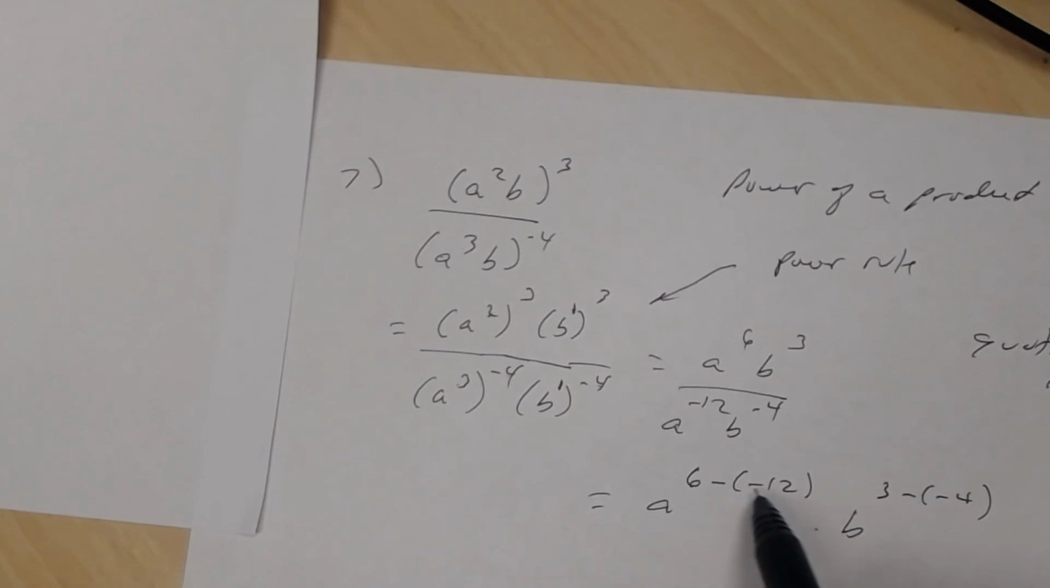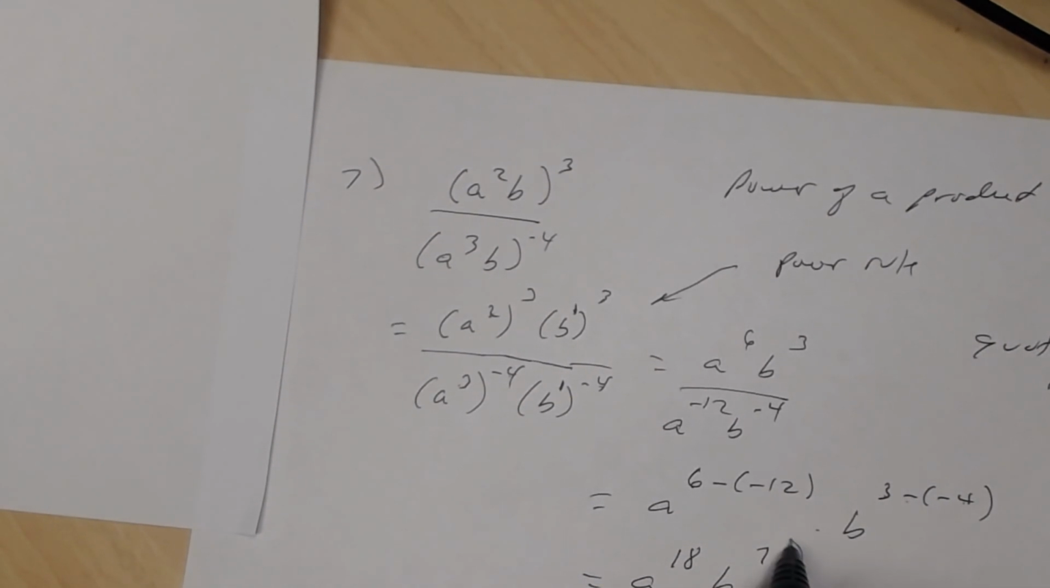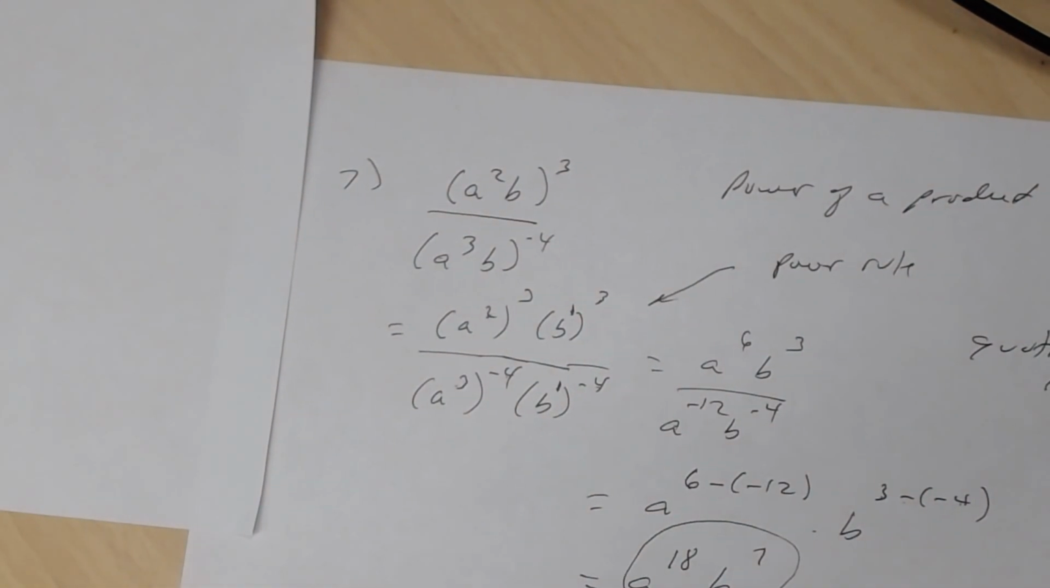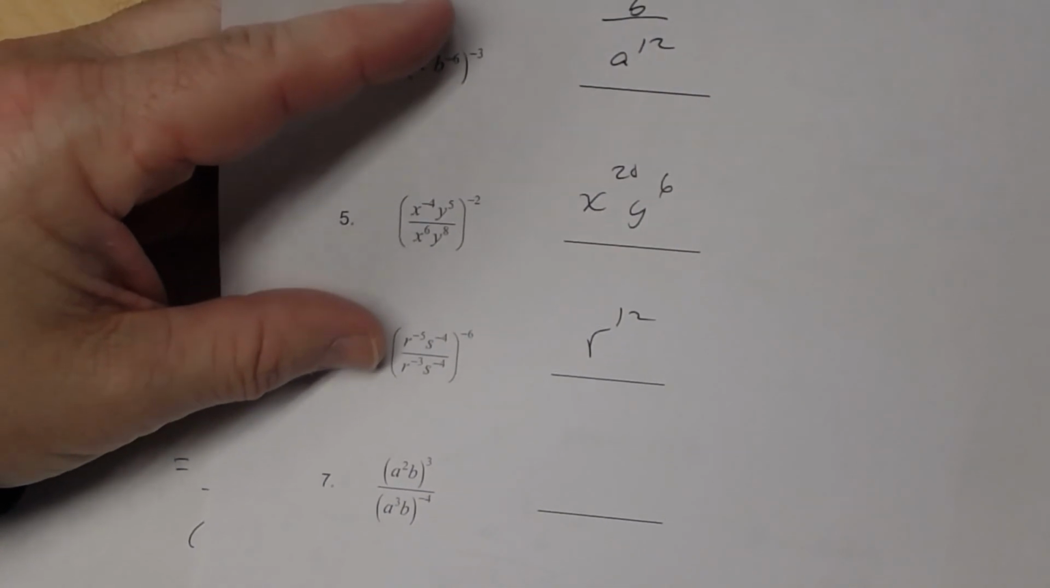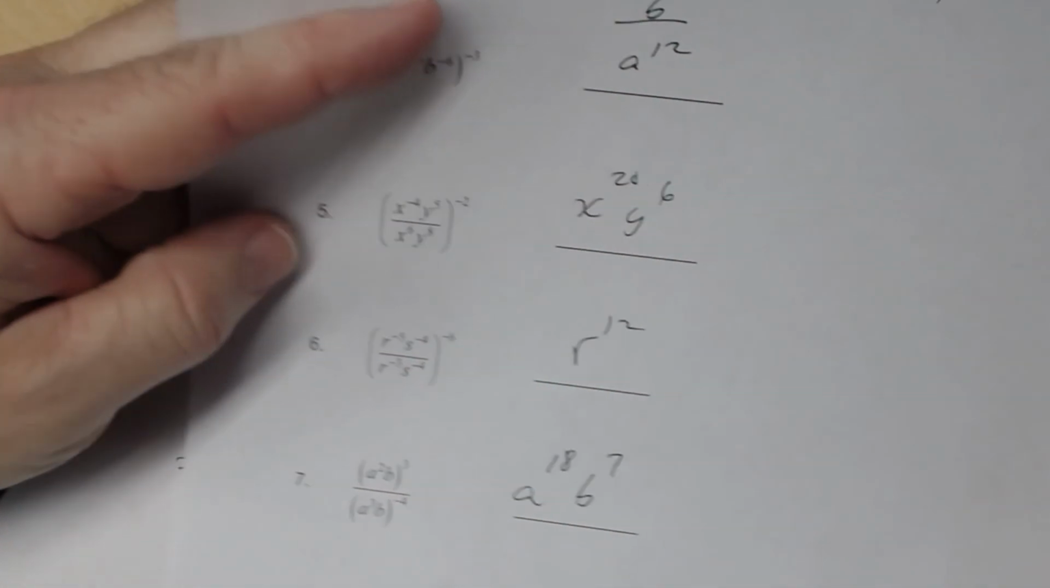And so remember, 6 subtract negative 12 means 6 plus the opposite, which is positive 12. So 6 plus 12 is 18. And then that's b, 3 subtract negative 4 is 3 plus a positive 4. So that's going to be 7. No negative exponents, so you're done. So number 7, the answer is a to the 18th, b to the 7th power.